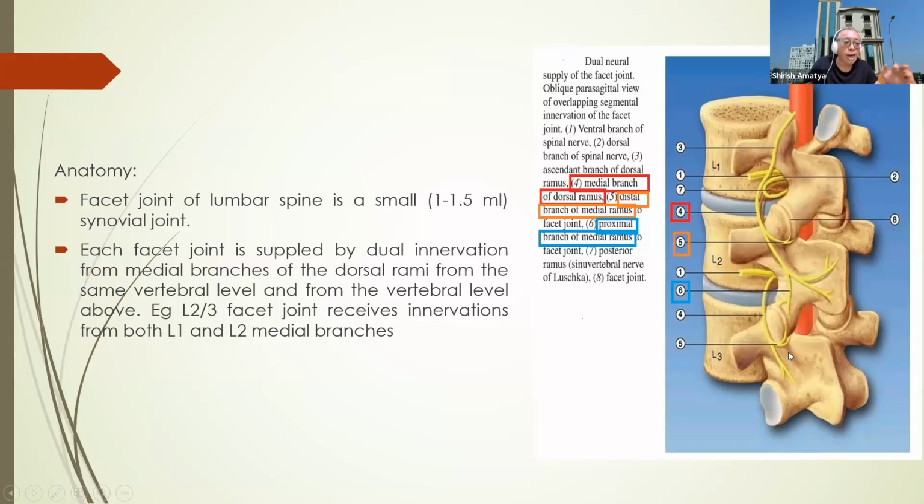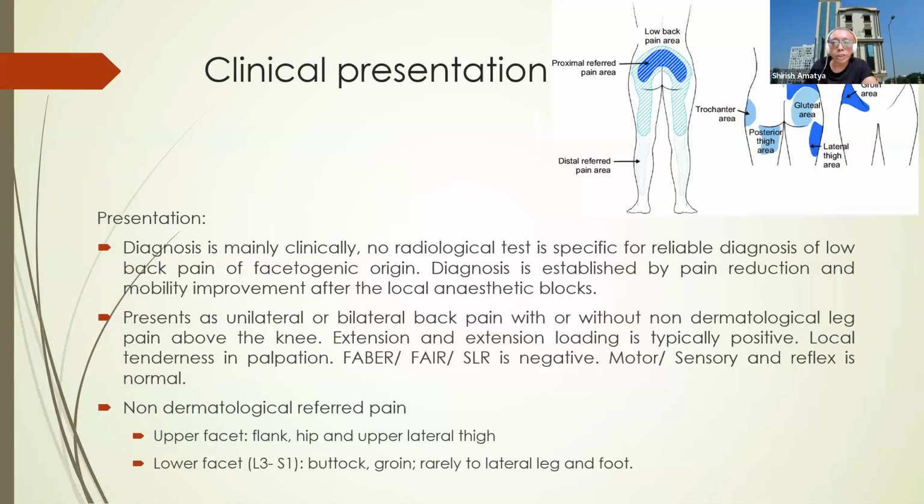So this can be asked commonly in your multiple choice questions. You always have to remember there is a dual nerve supply. Nerve comes from one level above and from the same level, but the blockade is at the same level. So if you are blocking the L2-3 facet joint, needle placement is at the level of L2 and at the level of L3, but the nerve that we are blocking is actually the medial branch of the dorsal rami of L1 and the medial branch of the dorsal rami of L2. So with this knowledge, let's go to the clinical presentation.